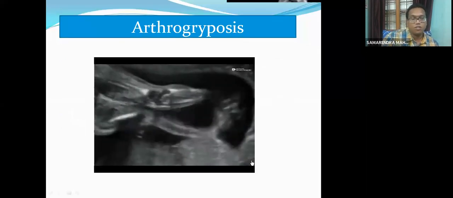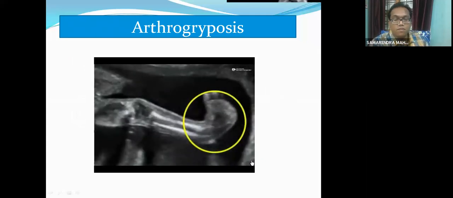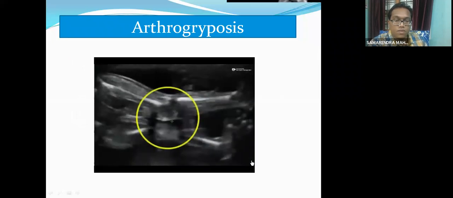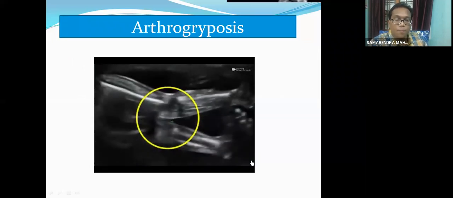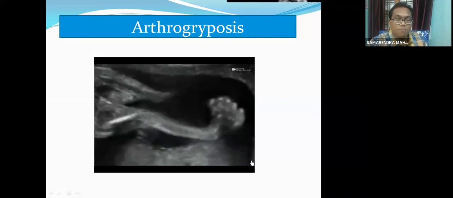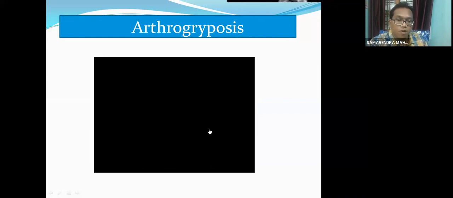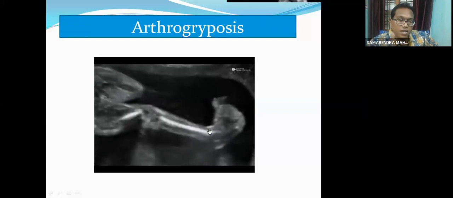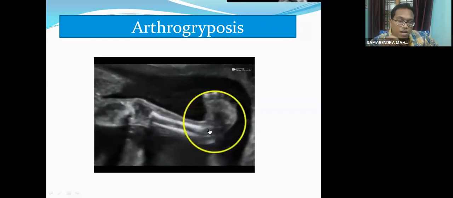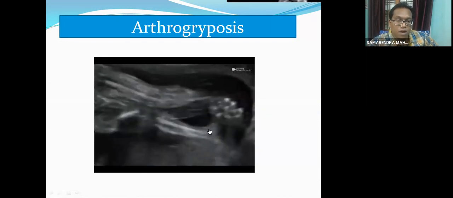This is a case of arthrogryposis where there is fixed deformity due to contracture of the lower limb at the level of the knee and also at the level of the ankle. And the baby is not showing any type of gross movement, even at the level of the hip, the knee, or the ankle. This is a case of arthrogryposis.